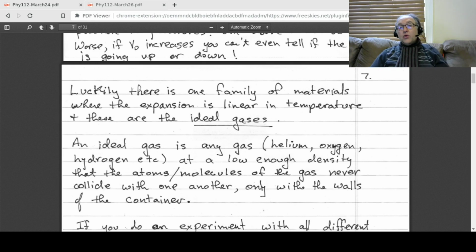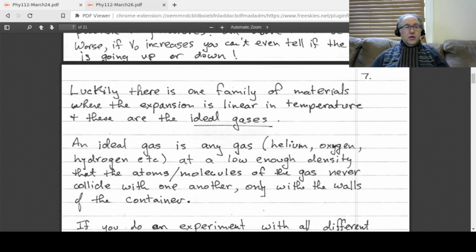Now, you can have a situation where they're flying free of one another, but there are enough of them that they tend to collide, and that happens even in our regular atmosphere. There's a certain length that a nitrogen or an oxygen molecule will travel before it encounters another oxygen or nitrogen molecule. But in an ideal gas, we're going to make sure that these atoms and molecules are so far apart that they tend to miss one another. Then you get into the situation of an ideal gas.